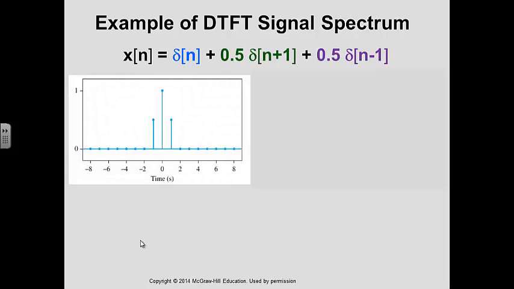Okay. What does that mean? Well, here's the signal. Delta of n plus 1/2 delta of n plus 1 plus 1/2 delta of n minus 1. A non-causal signal, okay. Got just 3 non-zero samples. And I want to know what's the frequency content of that signal. And actually it's almost a triangle, kind of, sort of. All right. What's the frequency content of that signal?